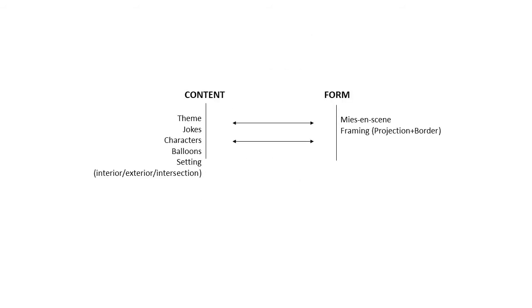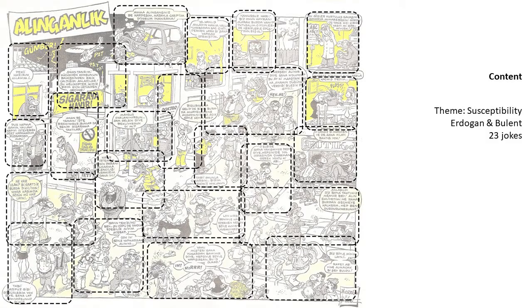To analyze the case in an architectural and spatial manner, I will look at the relation between content and form and their subparameters. Let's start by looking closer at one example's content. This page's theme is susceptibility, or maybe oversensitivity we can say. Arabacıoğlu created it in collaboration with Erdoğan. The page has 23 jokes in total.